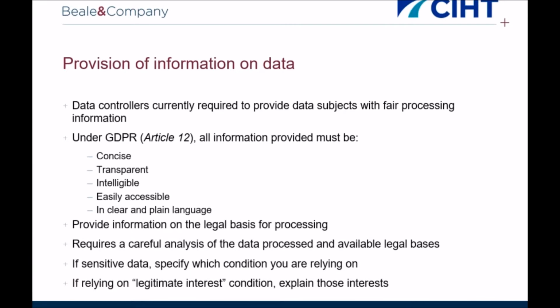Data controllers are currently required to provide data subjects with a privacy notice, sometimes known as a fair processing information. This sets out the purposes for which data is processed and further information to ensure processing is fair. Under Article 12 of the GDPR, all information provided must be concise, transparent, easily accessible, and in plain language. You must also provide information on the legal basis for your processing.